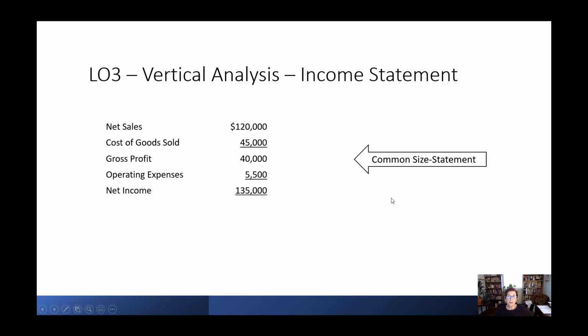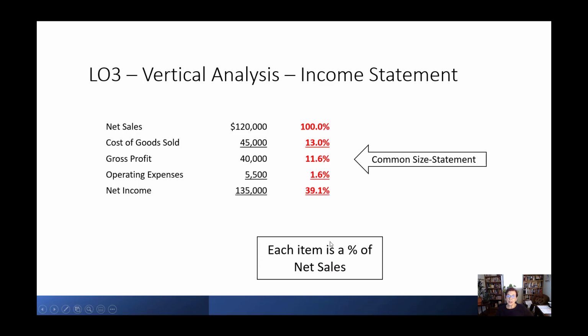Now let's take a look at vertical analysis of the income statement. Again, we're going to have a common size income statement. Now with the income statement, of course, we don't have assets on the income statement. We have revenues and expenses, remember? So on our income statement, each item is a percentage of net sales. So we took cost of goods sold, the $45,000, and we divided it by the $100,000 net sales.